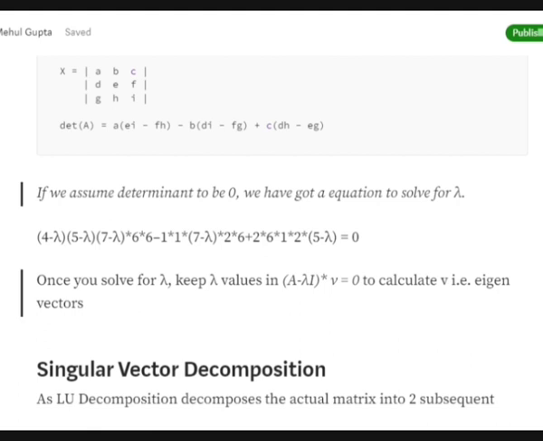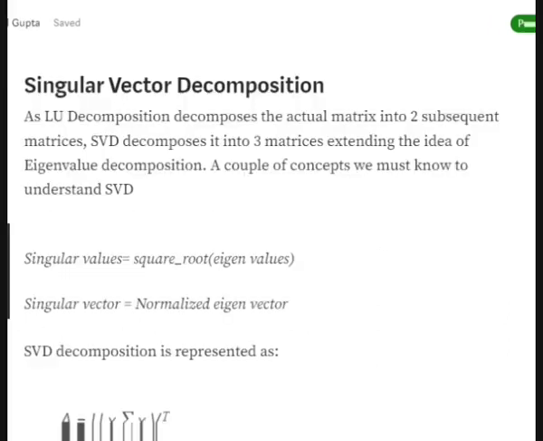Once we solve this equation for lambda, we will get our eigenvalues, because lambda equals the eigenvalues. Once we get our eigenvalues, we place the different eigenvalues into the equation (A minus lambda I) into V that we created earlier, and we calculate V, and eventually we get our eigenvectors also. In this way, we get V, that is the eigenvectors, hence helping us in the eigenvalue decomposition.